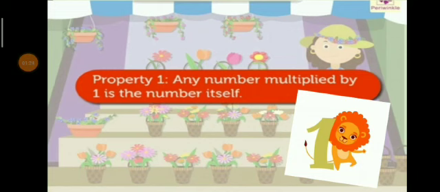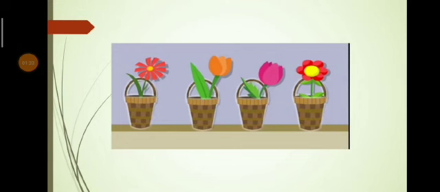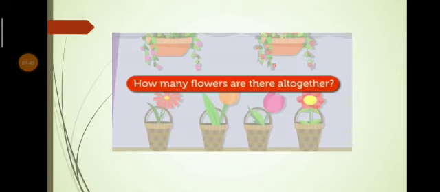Property 1. Any number multiplied by 1 is the number itself. Students, as you can see, there are 4 flower pots having 1 flower in each pot. So students, how many flowers are there all together? Let us find out.